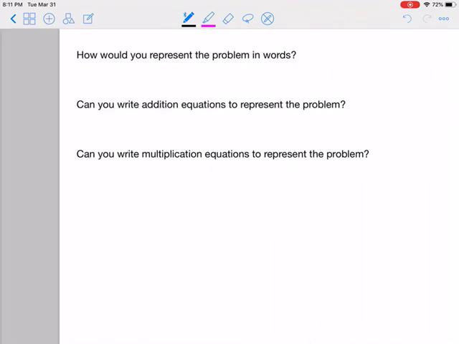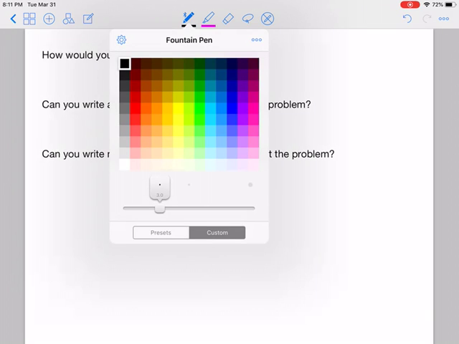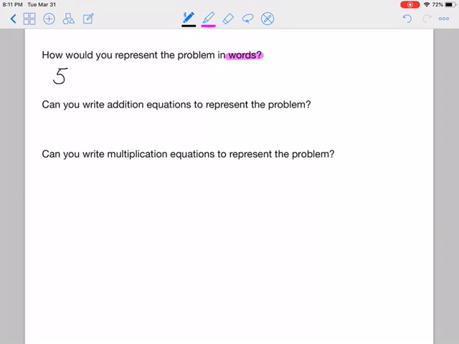Okay. So now that we have that information and we solved the problem, we have to ask ourselves these questions. How would you represent the problem in words? How would you represent the problem using just words? So we're going to have to do this 2 ways. Talk about the water and talk about the food coloring. So we would need 5 groups of 1 for that 1 cup of water for each vase. And we would also need 5 groups of 3/8.